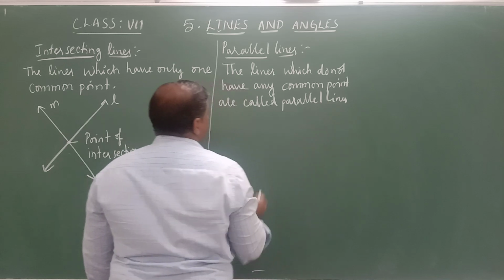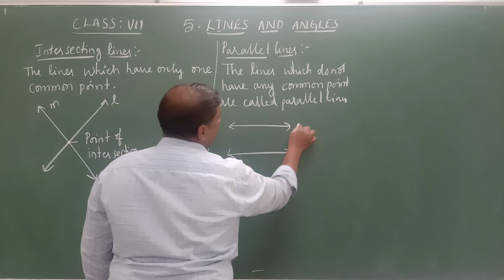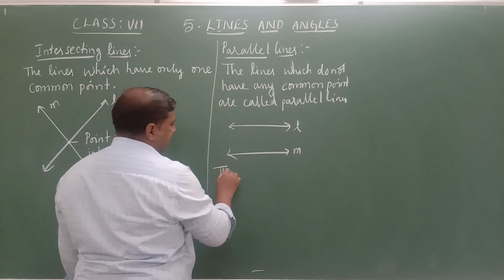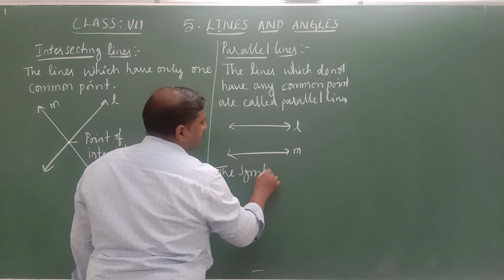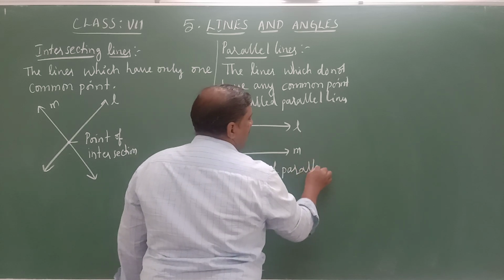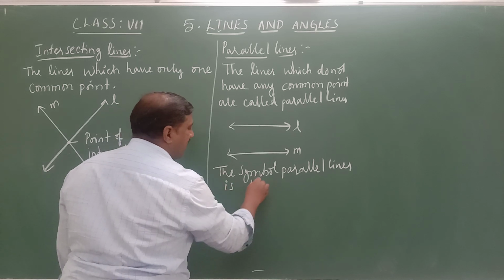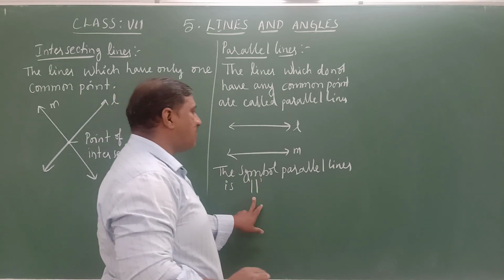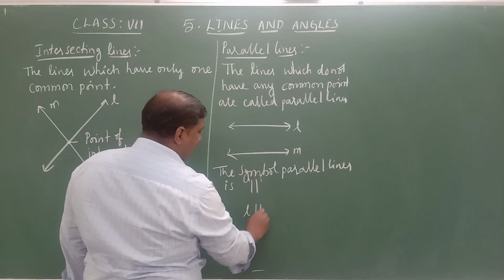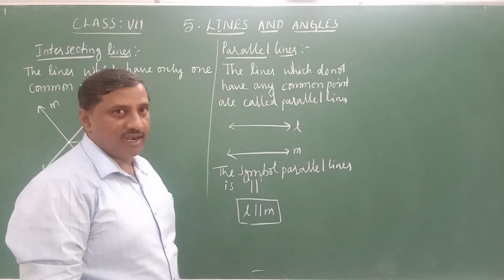This is an example of parallel lines. You see the railway track, L and M. Here both are parallel lines. The symbol for parallel lines is two vertical lines. So this is the symbol for parallel lines. Here L is parallel to M. We write it like this: L and M are parallel lines.